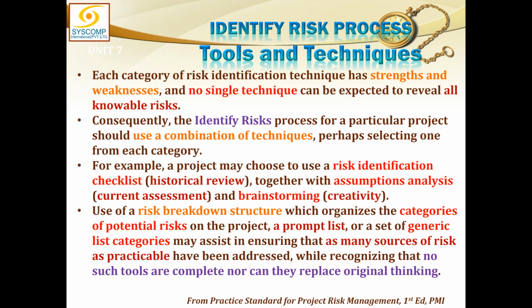Or you can use a risk breakdown structure, which organizes the categories of potential risk on the project. A prompt list or a set of generic categories may assist in ensuring that as many sources of risk as practicable have been addressed, while recognizing that no such tools are complete, nor can they replace original thinking. So these are just aids. These are just tools. You can come up with your own tools or techniques, which may be completely different from what you have been taught here, but still you can identify further risks.